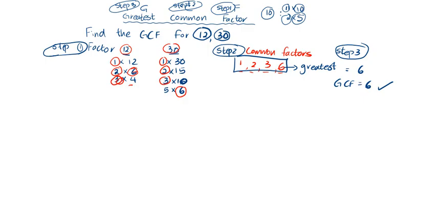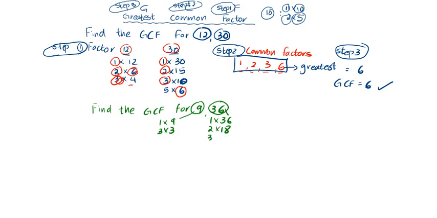Let's look at one more example. Let's say find the GCF for 9 and 36. We're going to look at 9 first. The factors of 9 are 1 times 9 and 3 times 3. And for 36, I know 1 times 36, 2 times 18, 3 times 12, and 4 times 9 as well. And I also know 6 times 6.